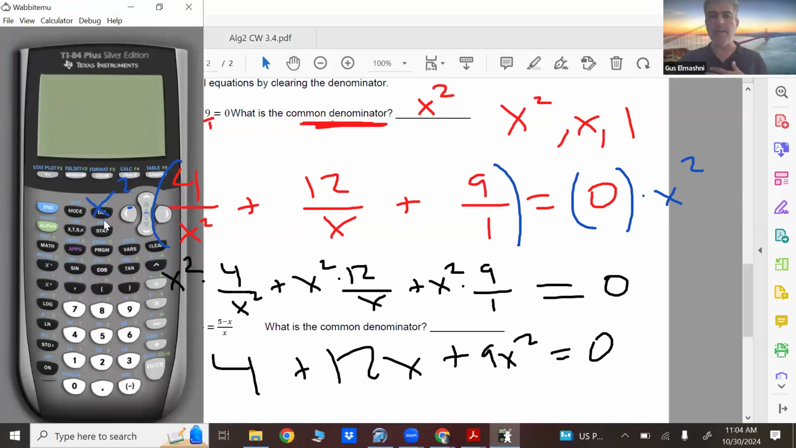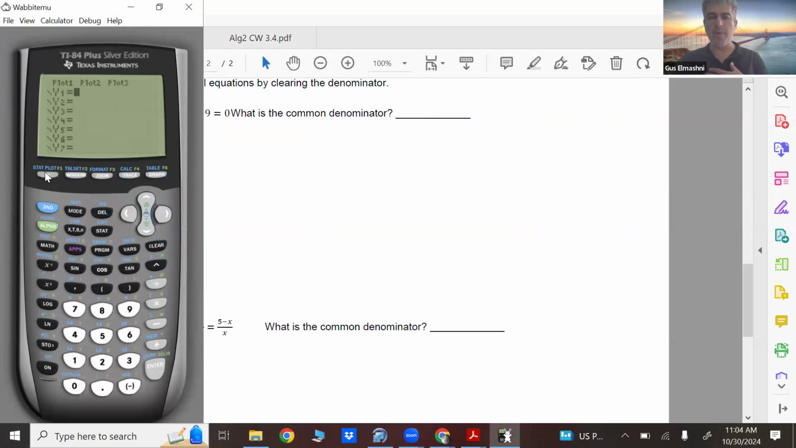All right, so I don't have the program, unfortunately, but what if I did 9x squared, and was it plus 12x, guys, right? Plus 4. Okay, let's graph it. It's a parabola, right? It's hard to tell, so let me zoom in a tad. Where do you think it's touching?